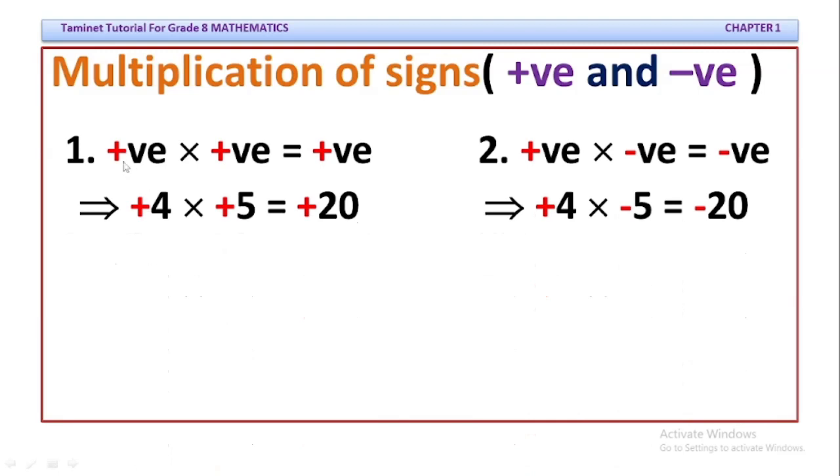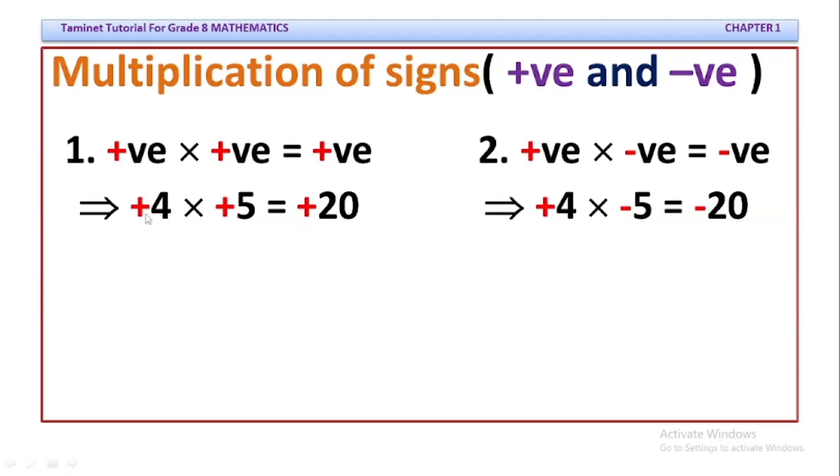Number 1, if two factors are positive, the product must be positive. For example, +4 times +4, that means we can avoid writing the plus sign, as in +4 times 5. Internally we accept that there is a plus sign beside 4 or beside 5. So without writing the positive sign, we can write 4 times 5, which is equivalent to 20.